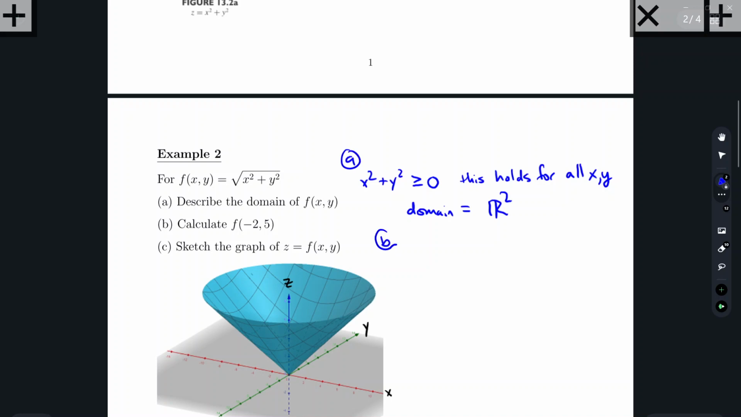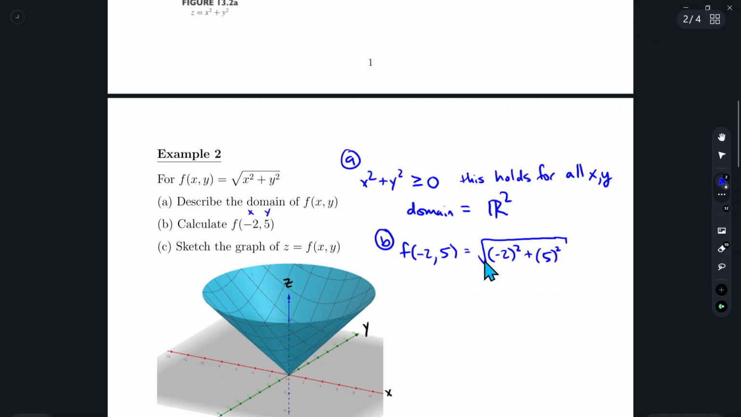And then part B, we're asked to calculate a function value. Again, -2 is the x value and 5 is the y value. To calculate it, we just plug it directly into the function. So square root of x, which is -2 squared, plus y, which is 5 squared. So this is 4 plus 25, which is 29. So this is the square root of 29.